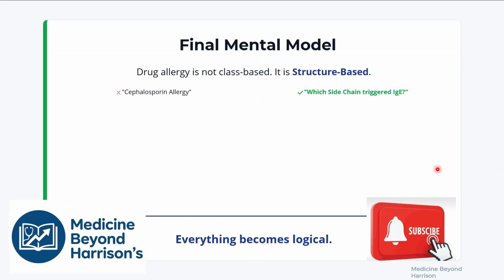So the final mental model: drug allergy is not class based, it is structure based. So with cephalosporin allergy, which side chain triggered the IgE is very important. It is not the cephalosporin allergy that matters. So now I think everything becomes logical after you see this video on allergic reactions.